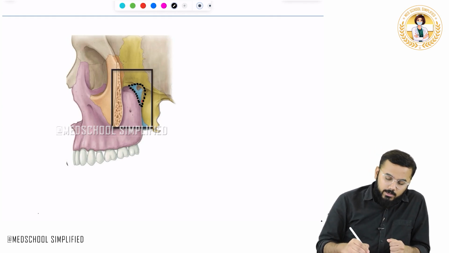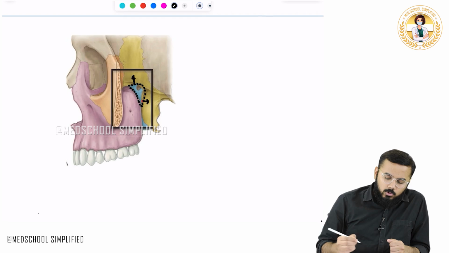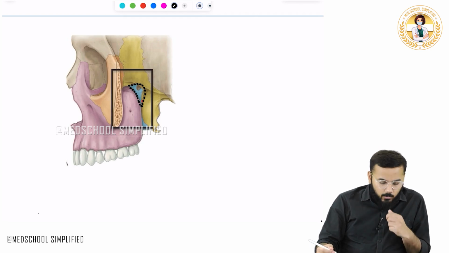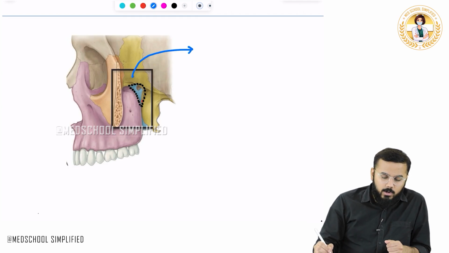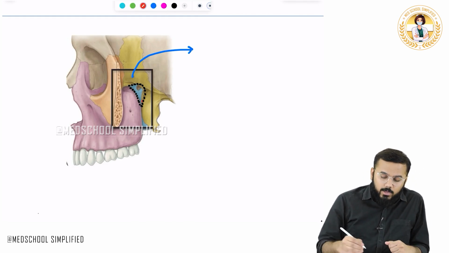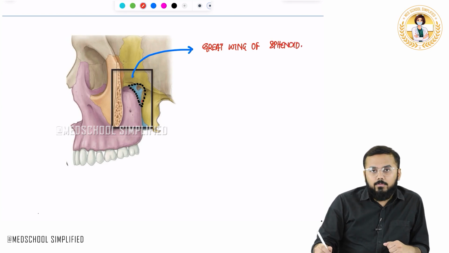When I say superior, this yellow color bone which you can see is superior. When I say posterior, this yellow color bone on the back is posterior. Let us see the superior and the inferior borders. Let us start with the superior border. This particular border which I am drawing right now is your superior border. So superiorly, what do you have? Superiorly you have this particular bone. This is called the greater wing of the sphenoid bone.